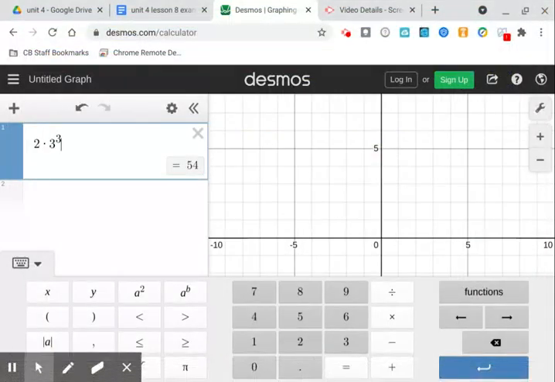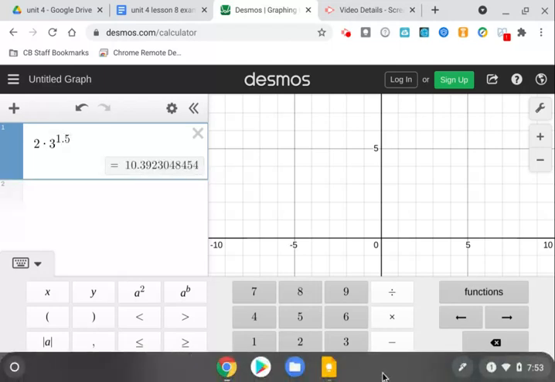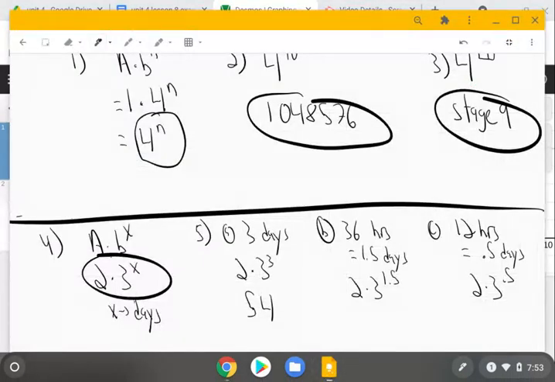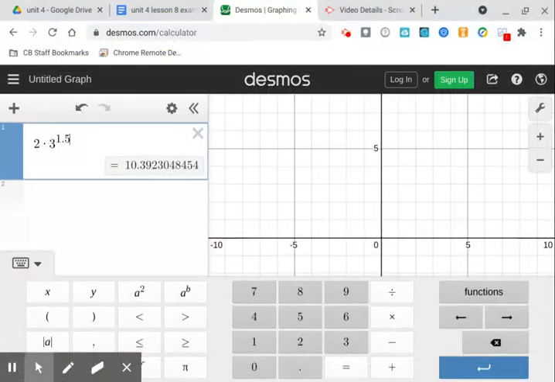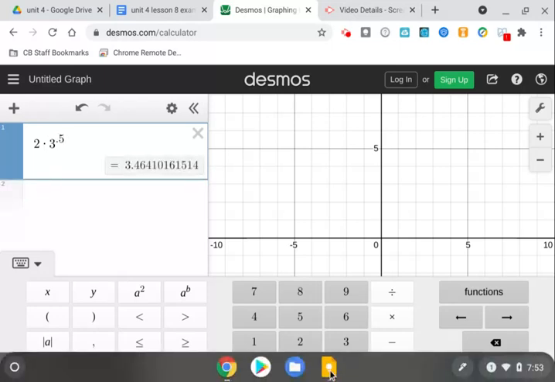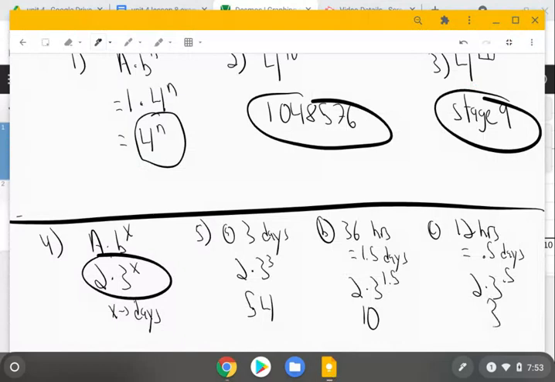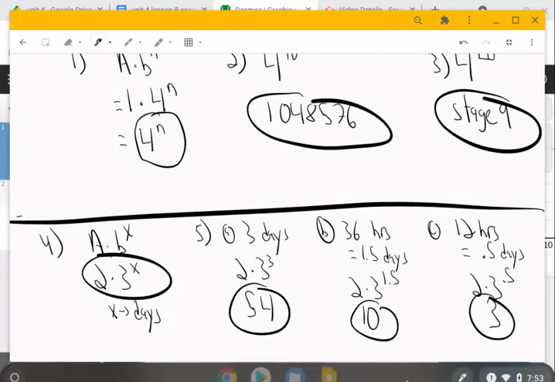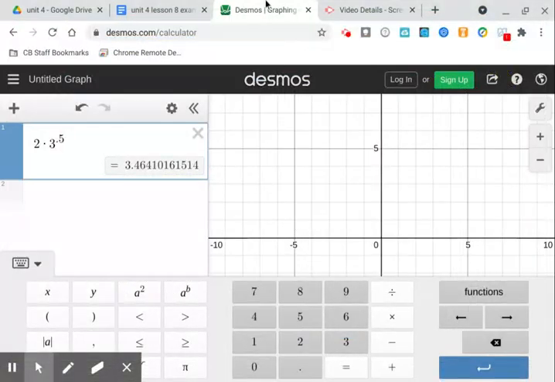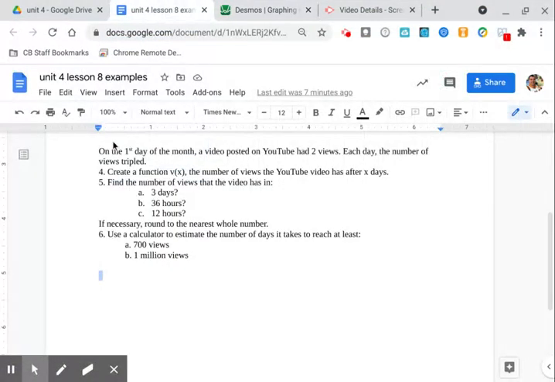Then we have 2 times 3 to the power of 1.5. Since we're talking about YouTube video views, I'm going to round that to 10. And then we have an exponent of a half. So 2 times 3 to the power of a half. So we're going to go ahead and round that to 3 views. Okay, so those are your answers for number 5. Let's take a look at number 6.